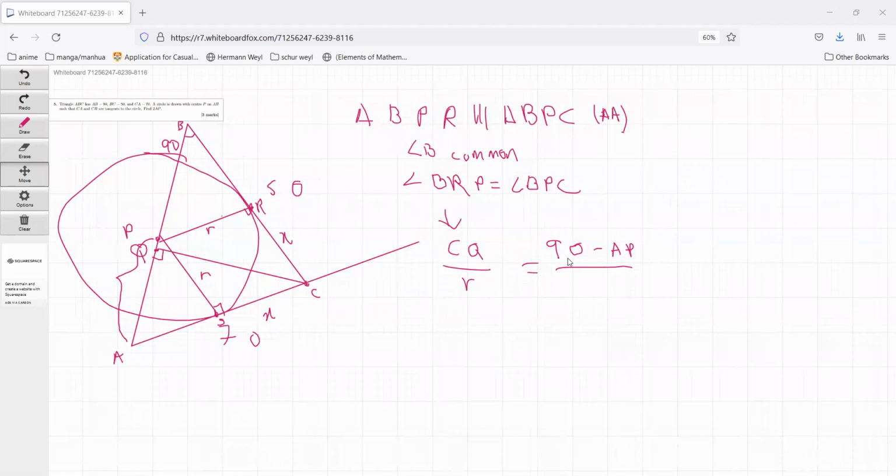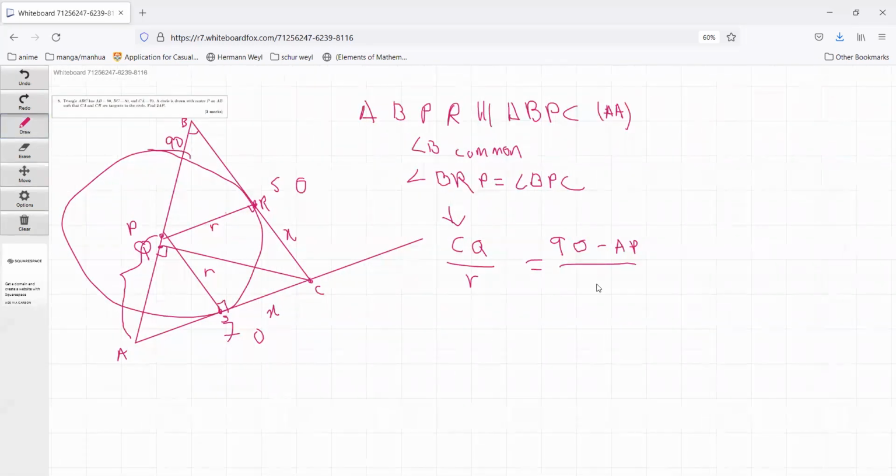Okay, so CQ over PR is the same as BP over 50. And we also have the triangles on this side. So we have triangle A, this is a mistake. This should be BQC, right? BQC.